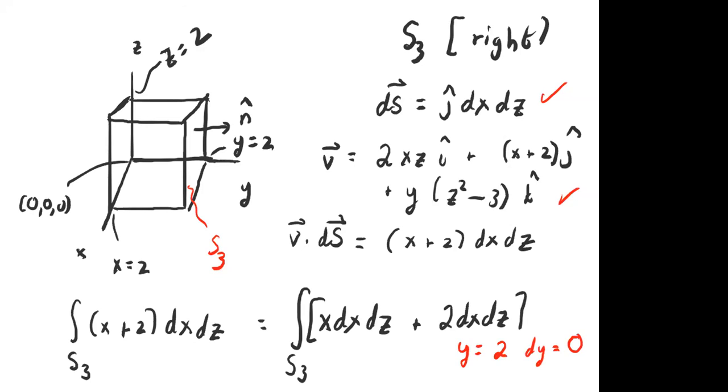And you don't have any y's or dy's in here, so you're fine. And then all you have to do is evaluate these two integrals. It has two parts to it, this one and this one. X is going to go from 0 to 2, and z is going to go from 0 to 2. So I'm going to come to a conclusion and tell you that, in fact, this is equal to 12. So you should prove that.